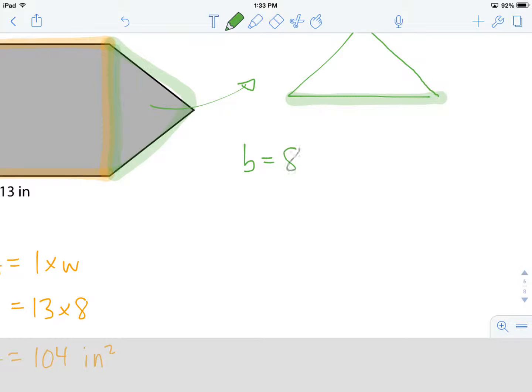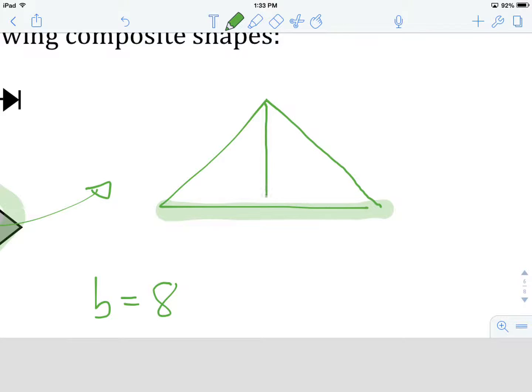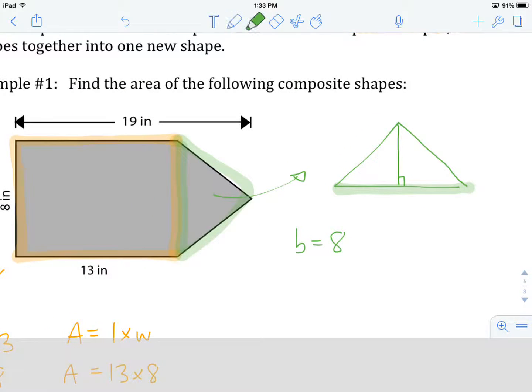Now the piece that we're missing is the height. That's the piece that's going to be perpendicular to the base. We don't have that one yet, but there's a way that we can figure it out. I'm going to grab a new color here. Consider that this whole distance is going to be 19 inches, and we just want this little piece right here.